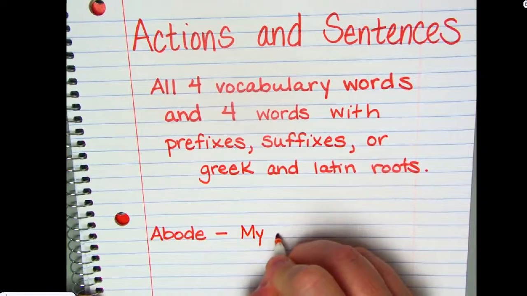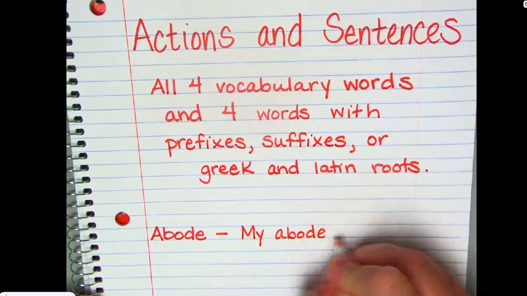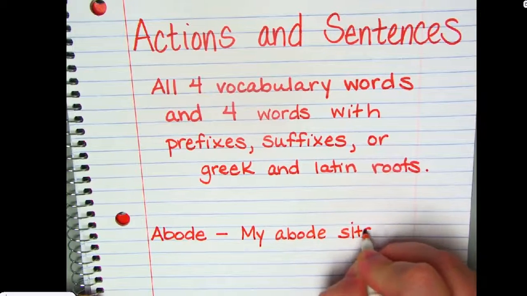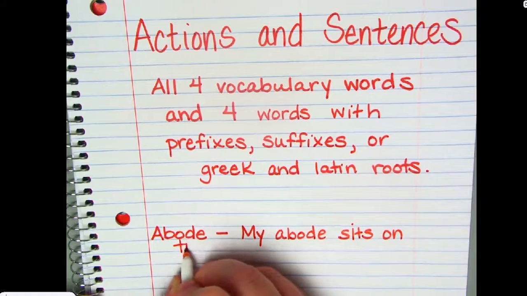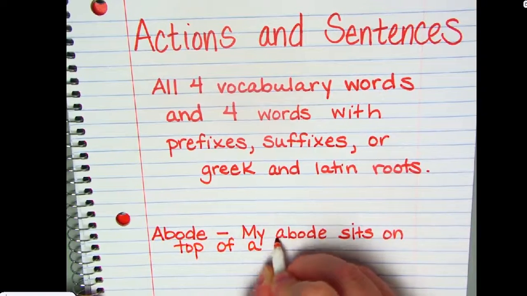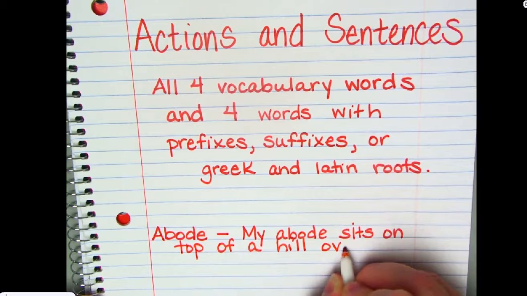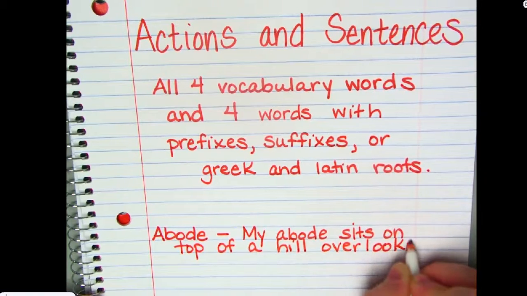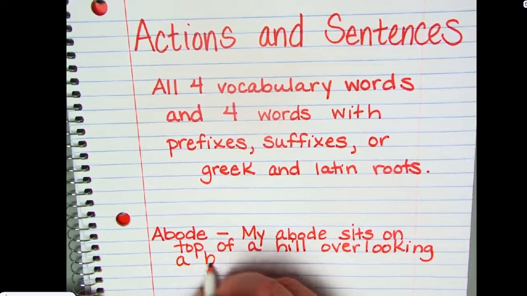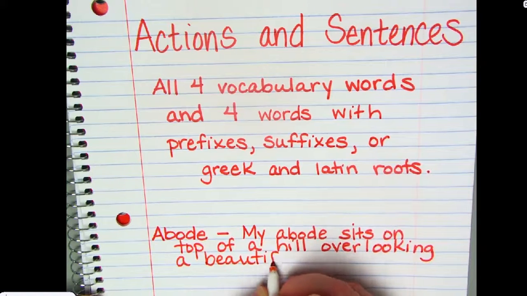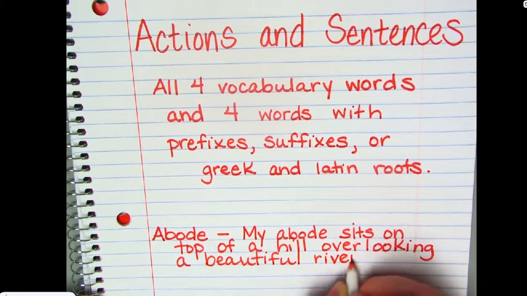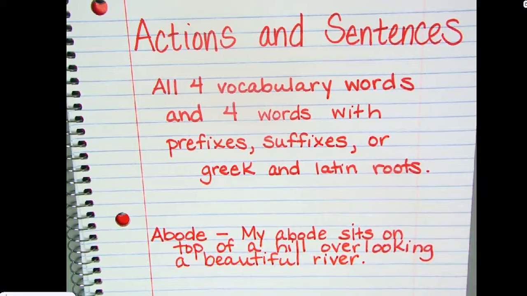My abode sits on top of a hill overlooking a beautiful river. Notice that my sentence has enough information in it to try to help my reader figure out what the word means. So I'm talking about that my house sits on the top of a hill overlooking a beautiful river.